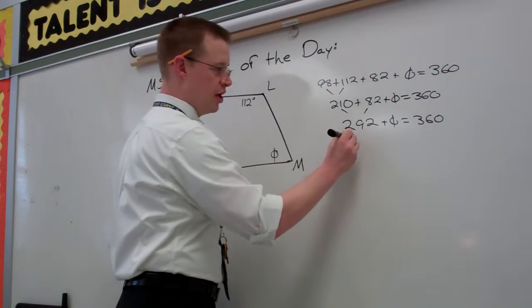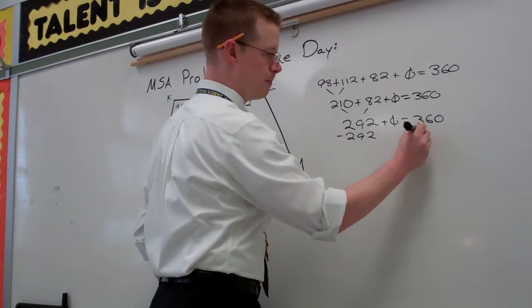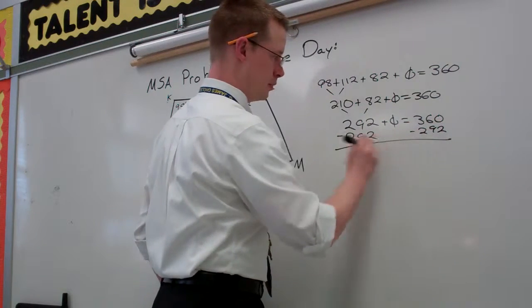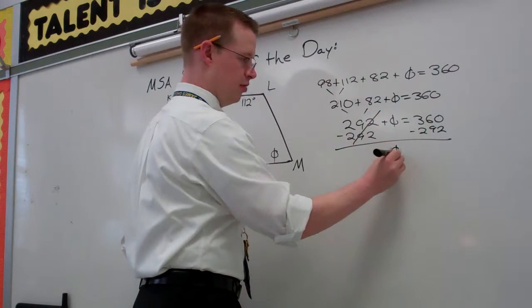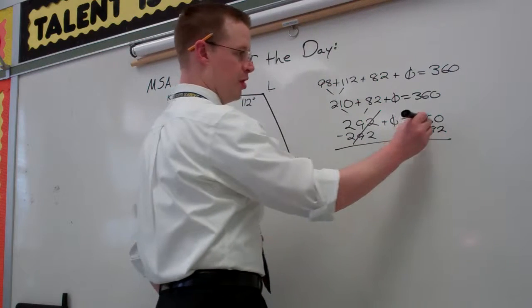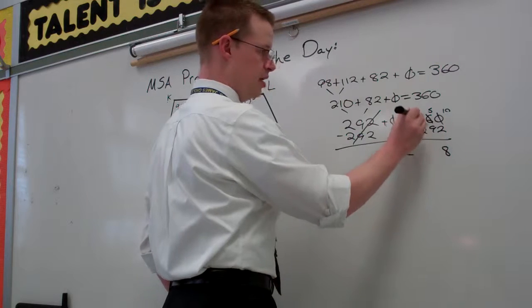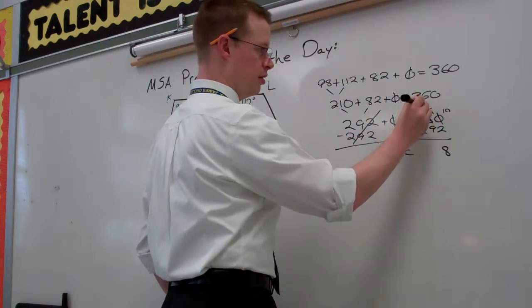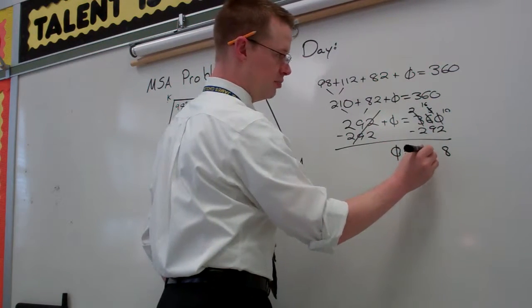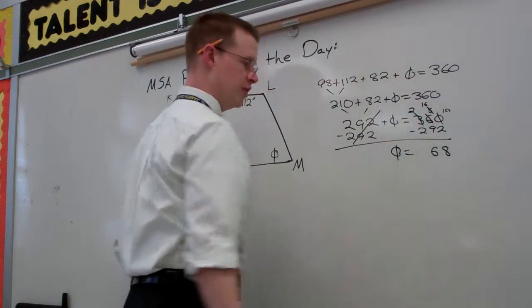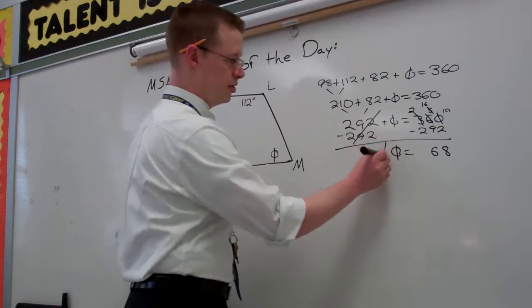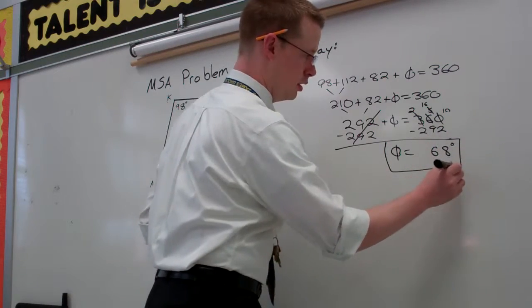I can just take away 292 from both sides. And I'll get whatever my angle is. I have to borrow from here. Makes it a 5, 10. 10 take away 2 is 8. Gonna borrow again. 15 take away 9 gives me 6. 2 take away 2 is 0. So my answer is 68 degrees.